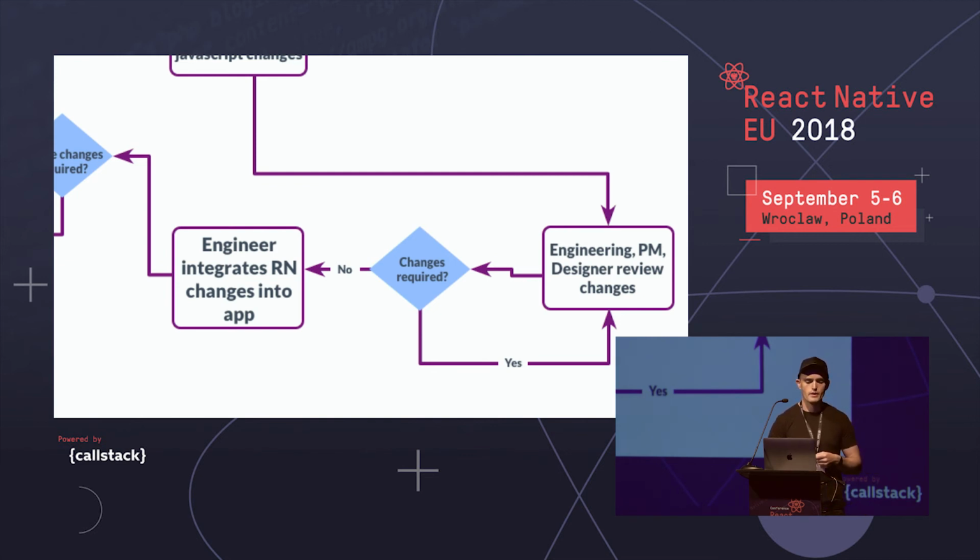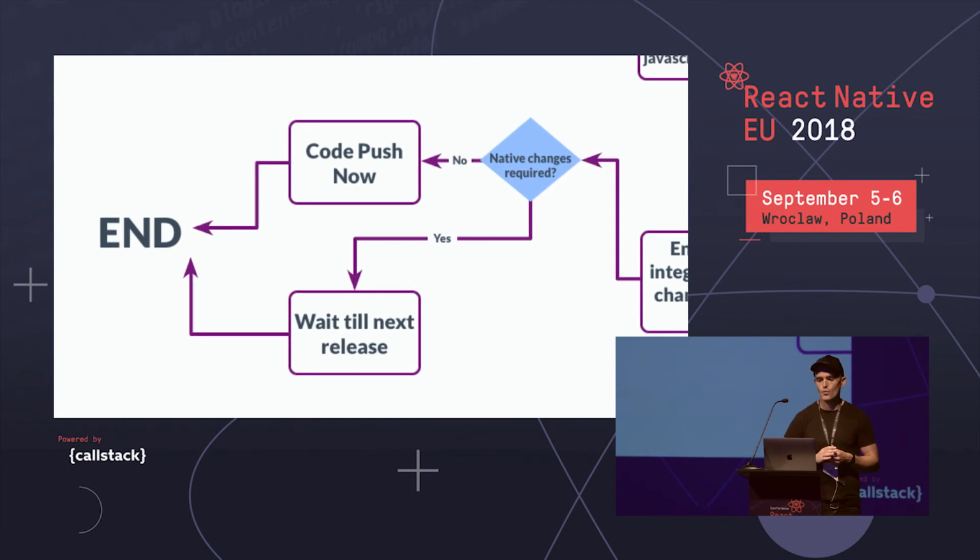We then go and we integrate this back into the application, and at this point, we need to actually see if there's any native changes being made. So as you know, code push doesn't allow for over-the-air updates for native changes. So if native changes are required, we need to wait until the next release train goes out the door and we ship a new iOS or Android application. If there is no native changes, we can code push immediately to the public, and we can ramp up with whatever policy you like.